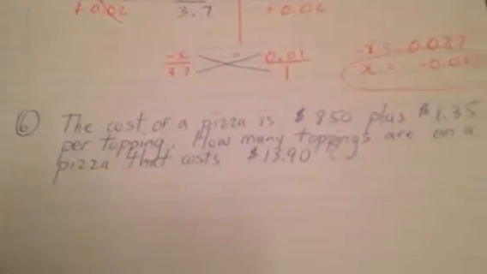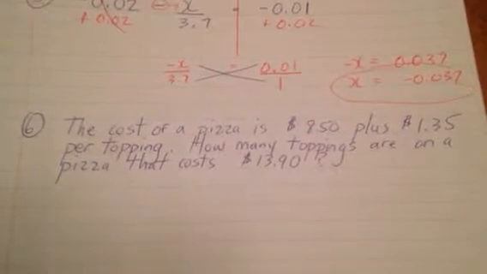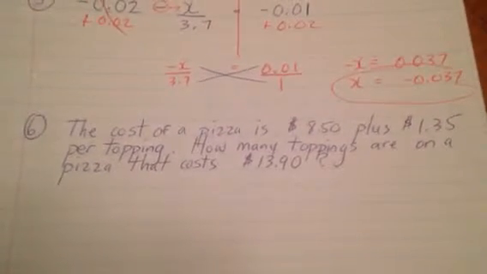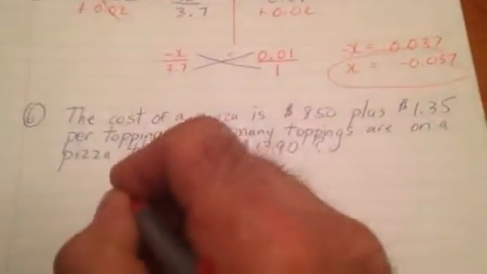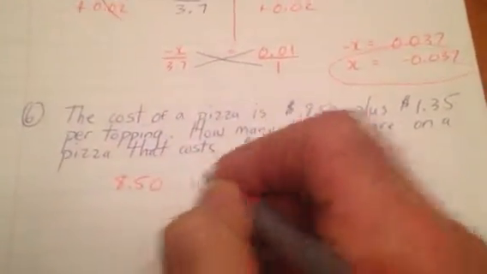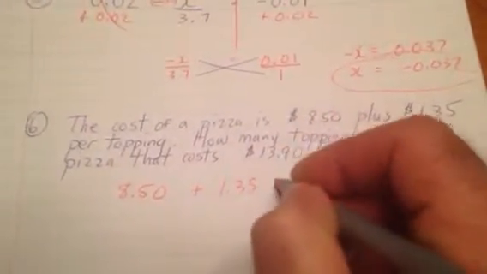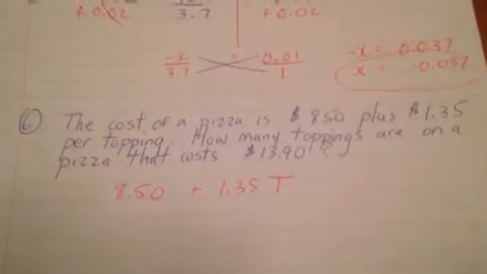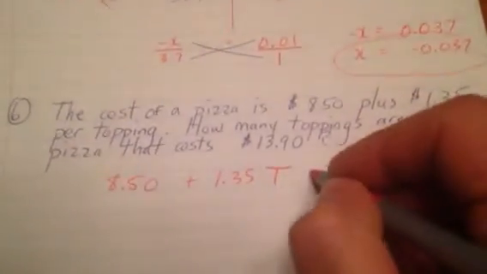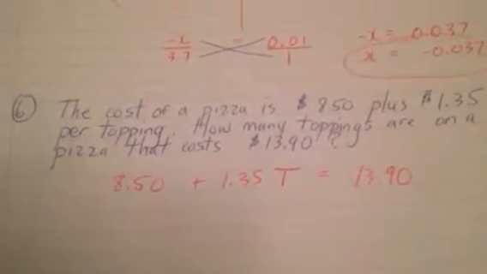Okay. Going very quickly here. So here's a question where we could use a two-step equation. The cost of pizza is $8.50 plus $1.35 per topping. How many toppings are on a pizza that costs $13.90? So $8.50 plus $1.35 per topping. Per topping means times topping, which means it's 1.35t, is equal to the cost, which is $13.90. We're trying to figure out the value of t.